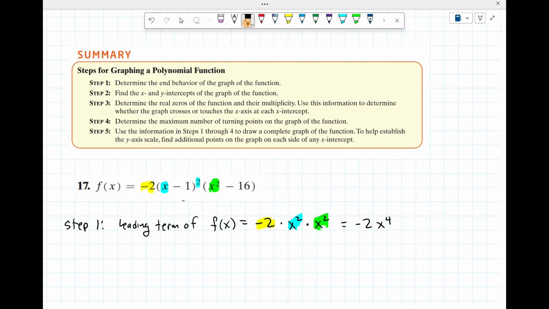Now, the reason I do that is because I'm trying to find the end behavior of our function. So first, I just want to see, is it a positive or a negative leading term? This one is negative. Then I look at the exponent, and this is even. What this tells me is that the end behavior of this function will be the same as the end behavior of negative x squared, which means that it will go to negative infinity on the left and negative infinity on the right.